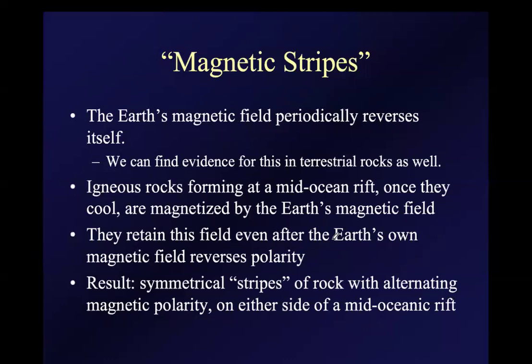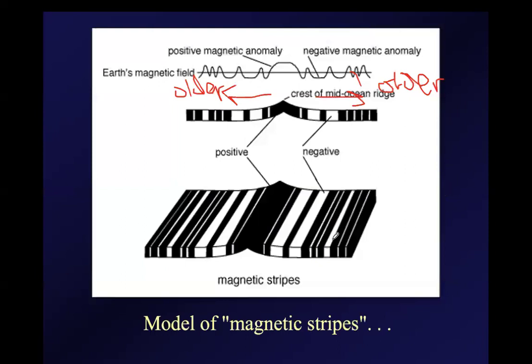So there, we know that the Earth's magnetic field periodically flip-flops, and igneous rocks that form at a mid-oceanic rift are magnetized by the Earth's magnetic field once they cool down below about 600 degrees Celsius. That's called the Curie temperature. And they retain that field even if the Earth's own magnetic field flip-flops later on. And so the result is we get these symmetrical stripes of rock with alternating polarity on either side of a mid-oceanic ridge. So that was a critical discovery in working out how this model of ocean crust formation actually works.